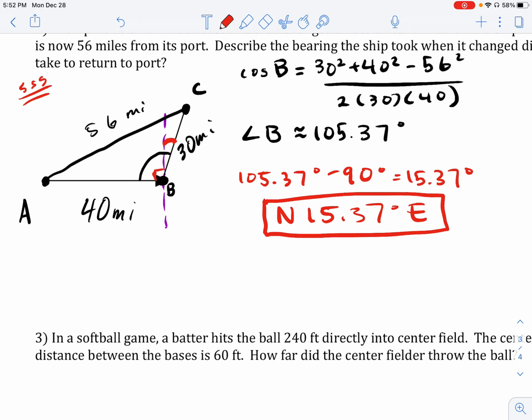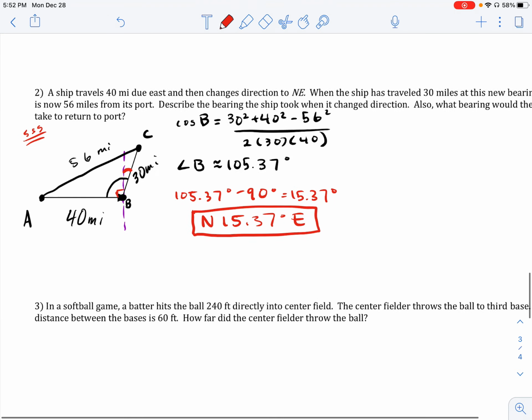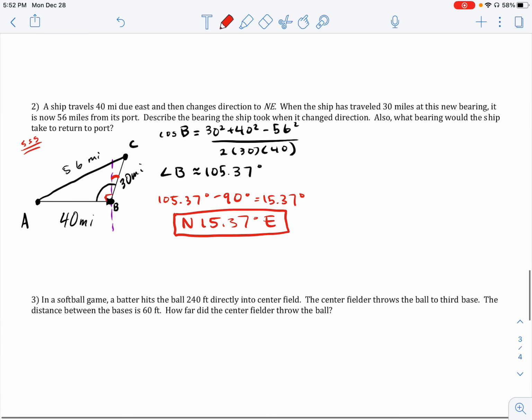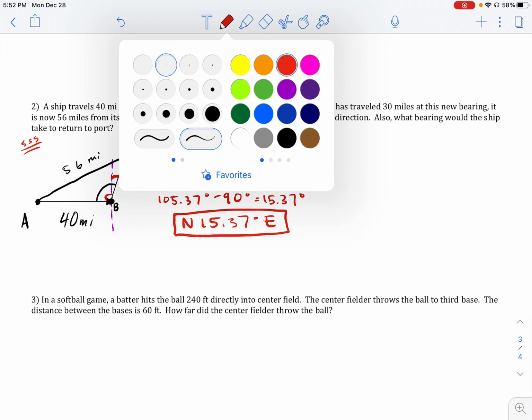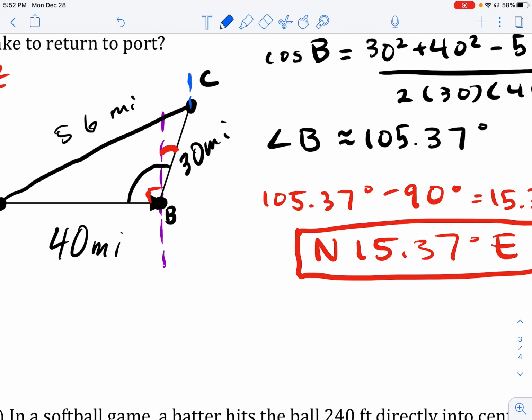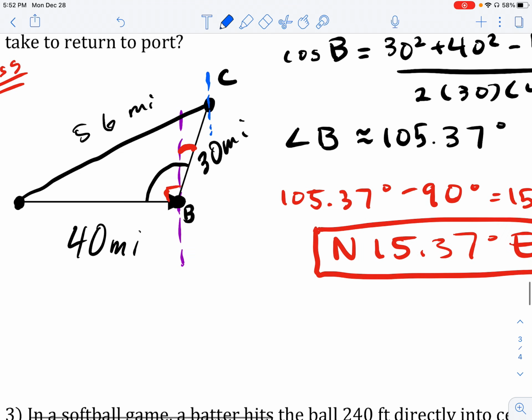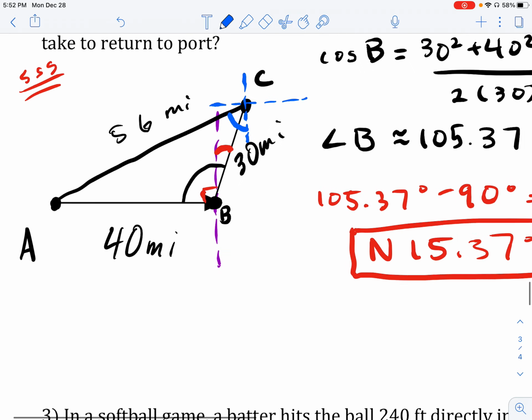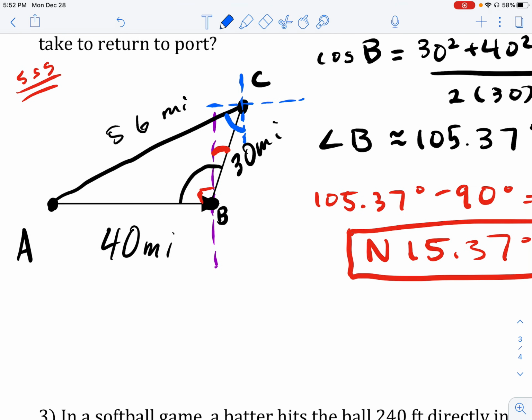All right, there's a second part to this question. They're now asking, what bearing would the ship need to take to return to port? So let's do this in blue so we can see. In other words, if this ship now wants to return to port, we want to know what bearing it needs to take. We would need to find this angle here. I'm not sure if you can see it that well, but it's the angle from the south vertical going back to point A. That angle that I have in blue there represents the bearing.